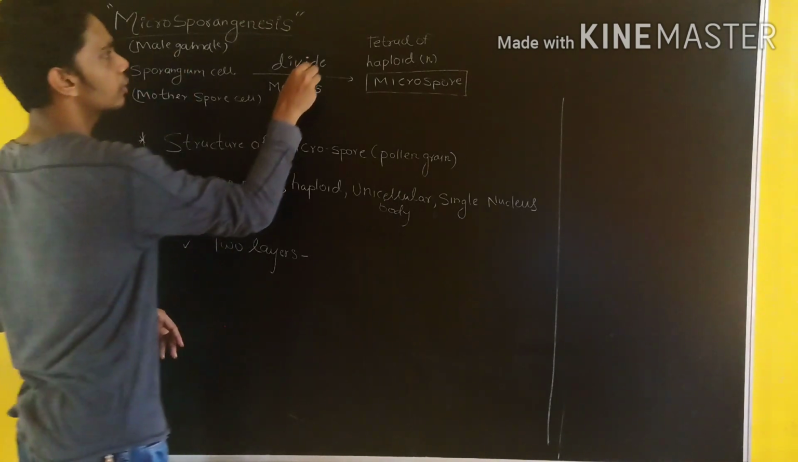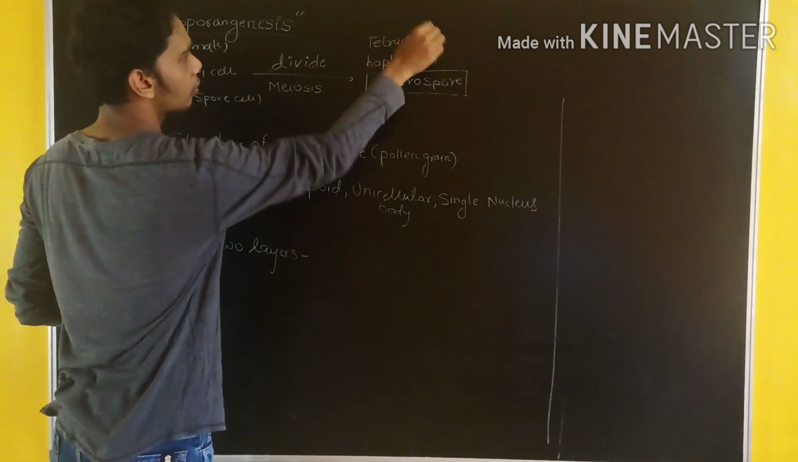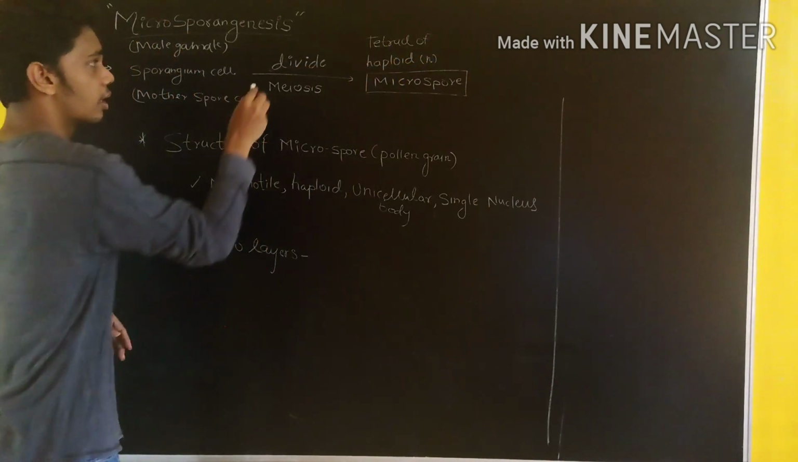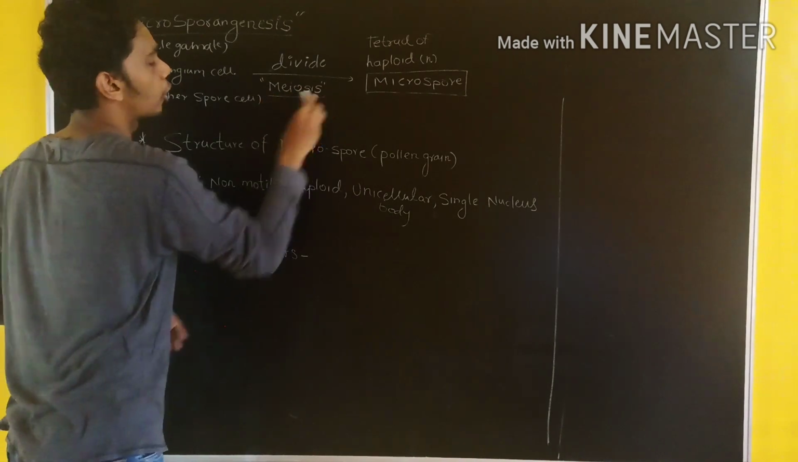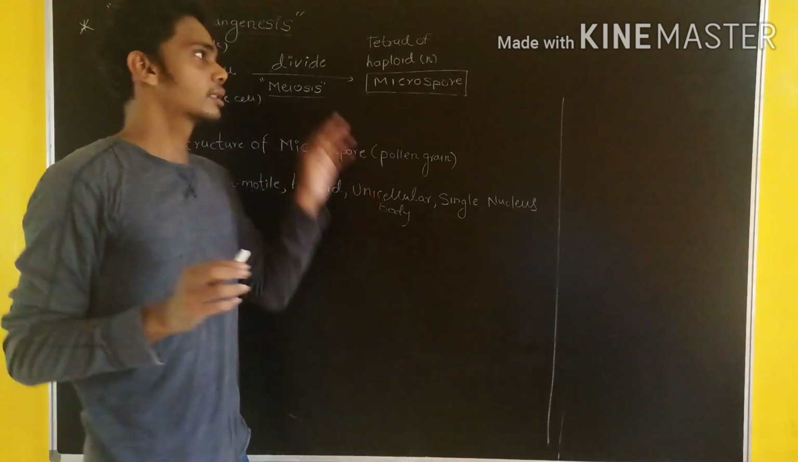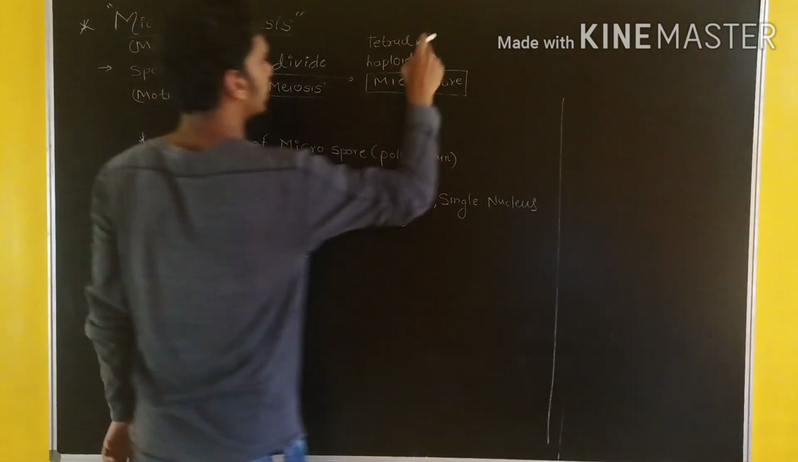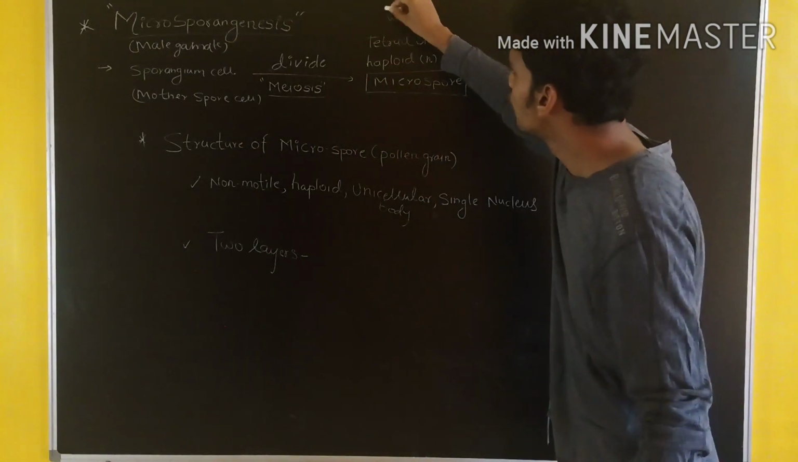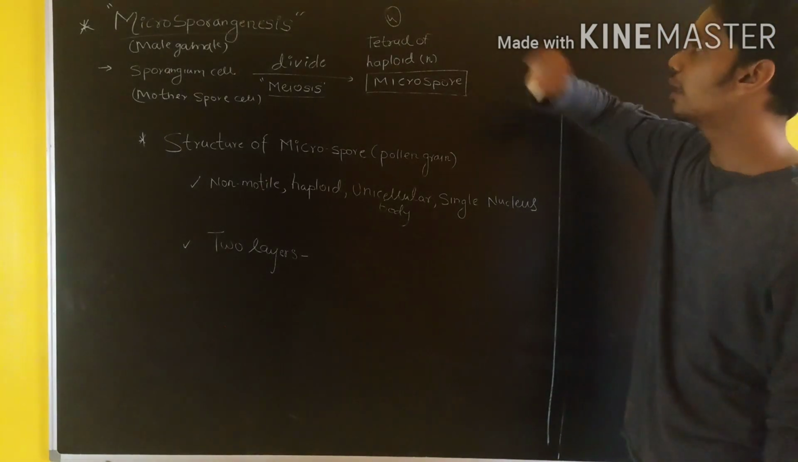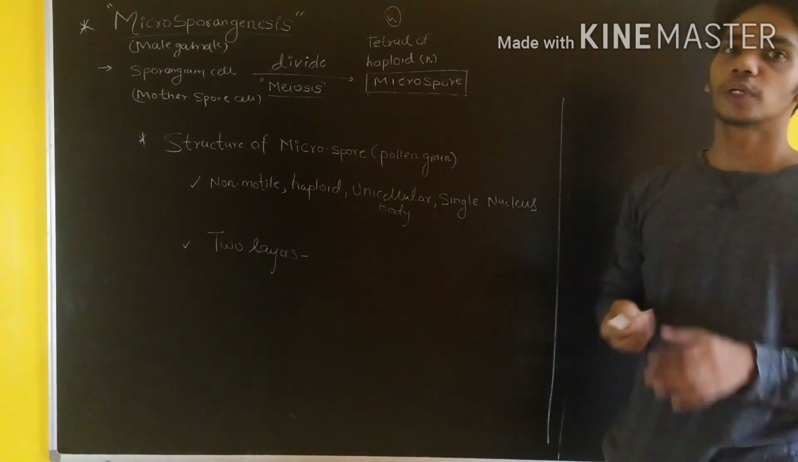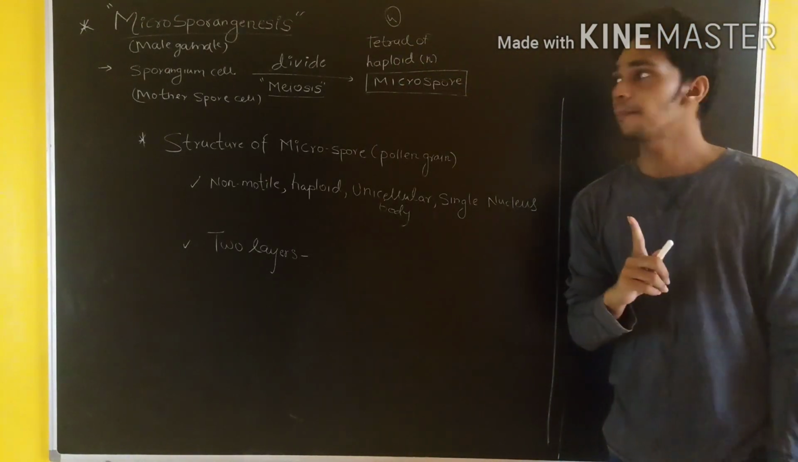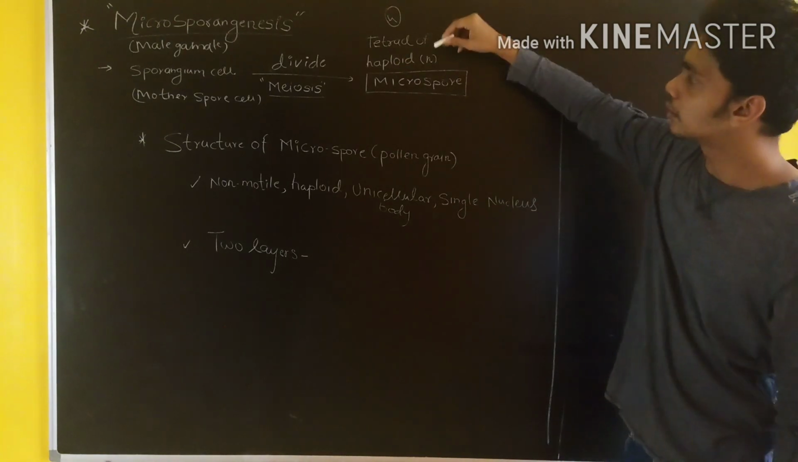The sporangium cell undergoes division to form a tetrad of spore cells. Now the process of division is meiosis. What is that process? Meiosis. The sporangium cells undergo meiosis to form a tetrad. Tetrad means four cells will be there, a tetrad of haploid cells. Haploid means not 2n, which is diploid. n means haploid, single set.